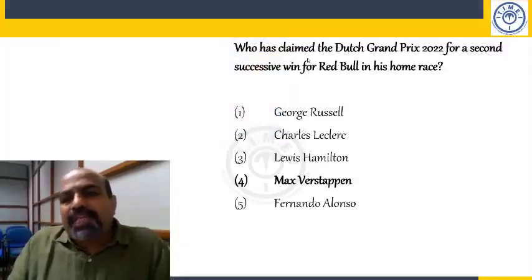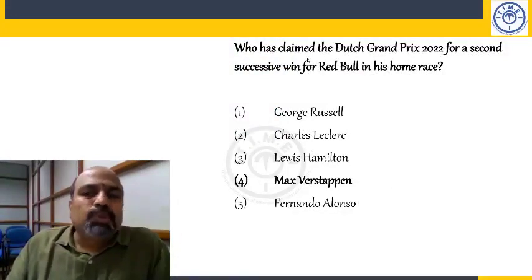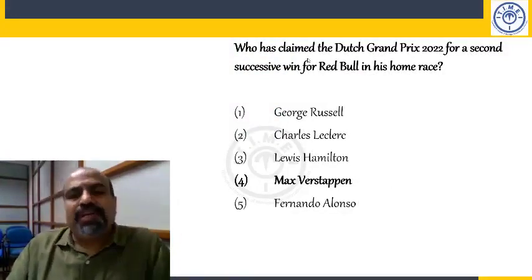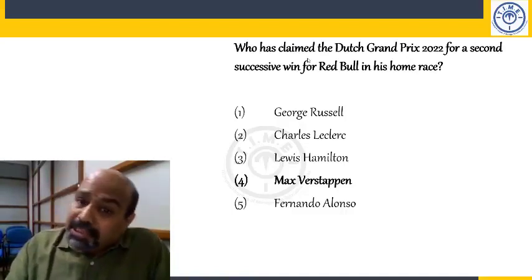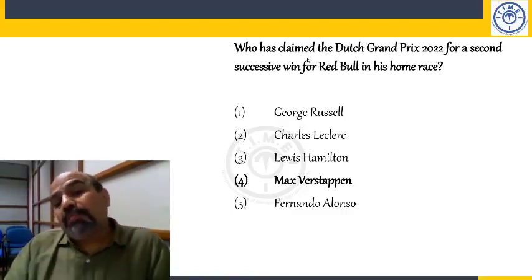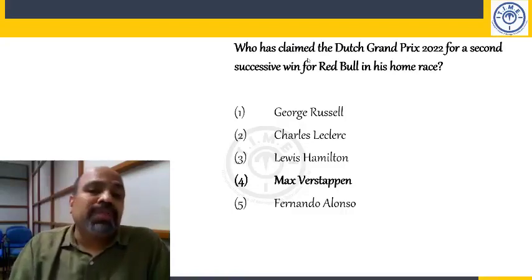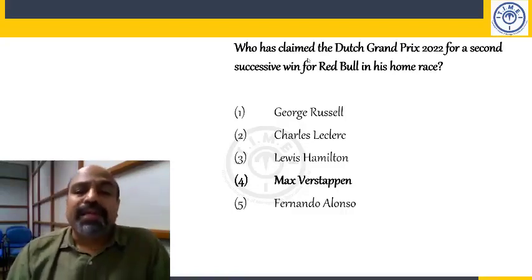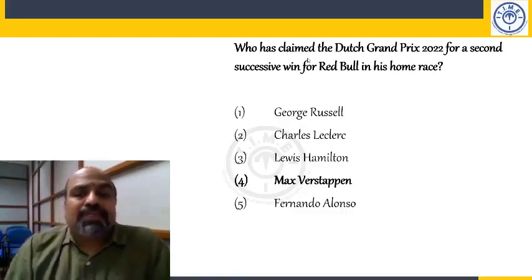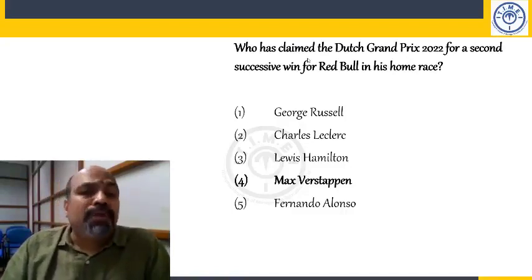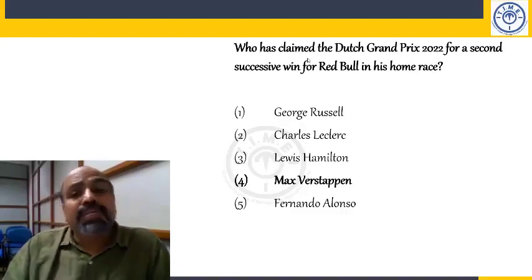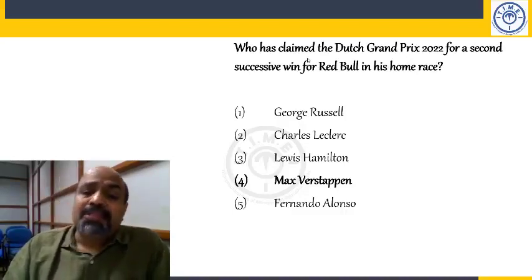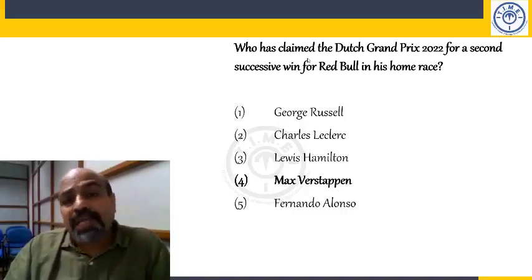Who has claimed the Dutch Grand Prix 2022 for a second successive win for Red Bull in his home race? Home race, Dutch Grand Prix. So who among these belongs to the Netherlands? Yeah, it is Max Verstappen. Max Verstappen belongs to the Netherlands. He was the defending champion. He had won this race in 2021. Again this year he has won it. He has defended his title.